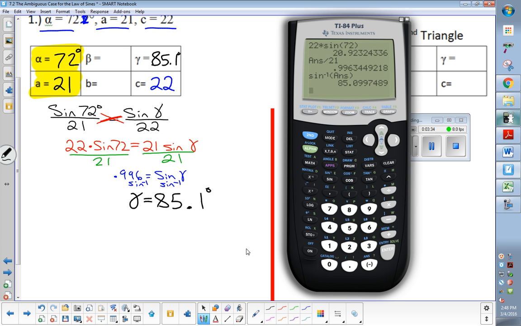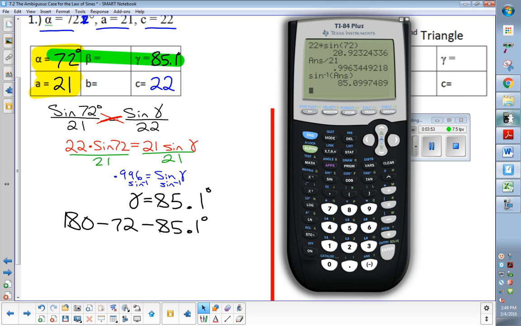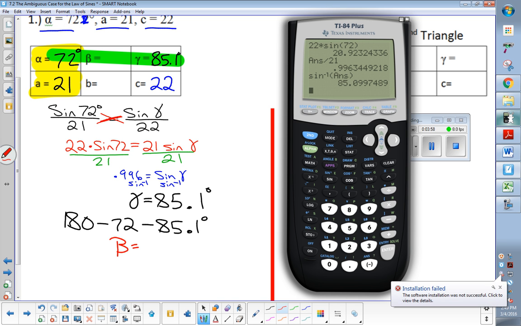Good. Andy said all the angles equal 180. So he knows eventually that when he puts this top row together, it should be 180. Well, he's got 2 out of the 3, so he's going to take 180 minus 72 minus 85.1, and that will tell you your missing angle. That will tell you beta. Beta is going to be equal to something point 9. What is it? 22.9? 22.9 degrees.